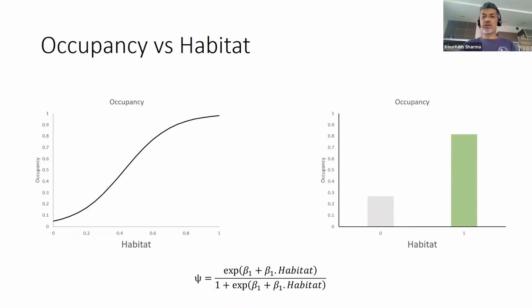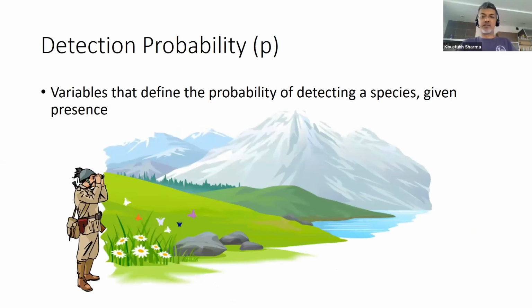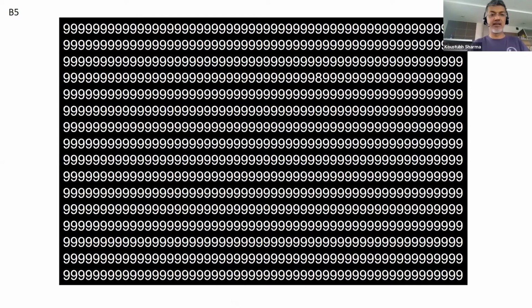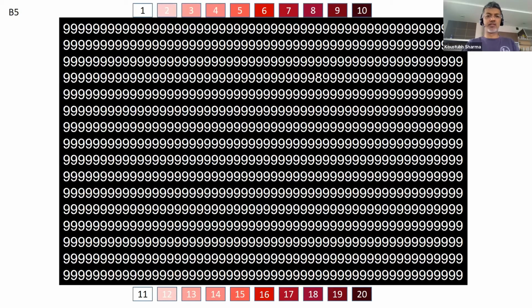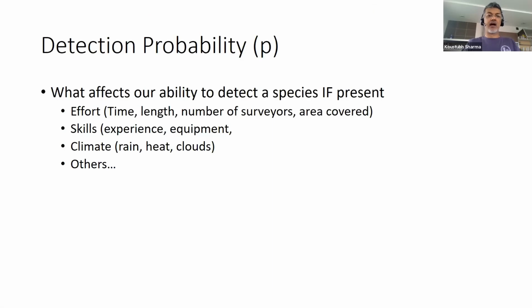Moving to the next one, literally the same principles apply with detection probability. Here again, detection probability and those covariates that define the probability of detecting a species given presence are what we collect. I won't go through this again. I know we've had enough, but they're basically showing the same thing. What affects our ability to detect a species if present?